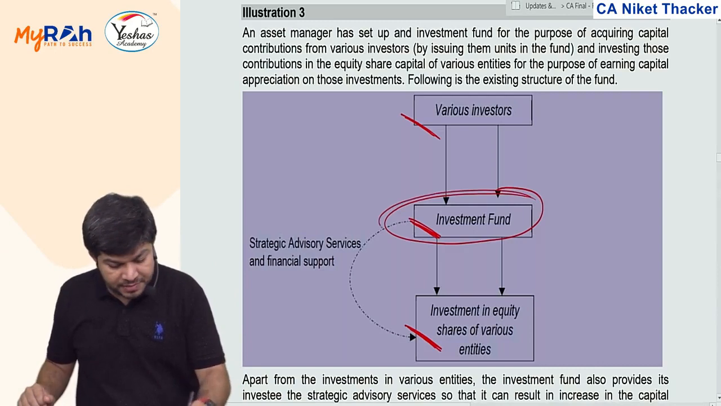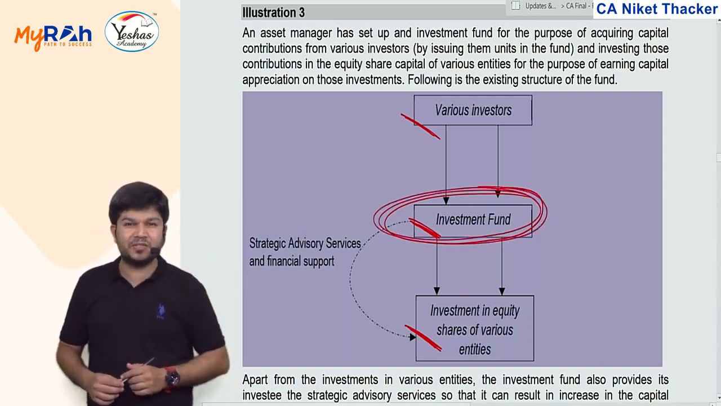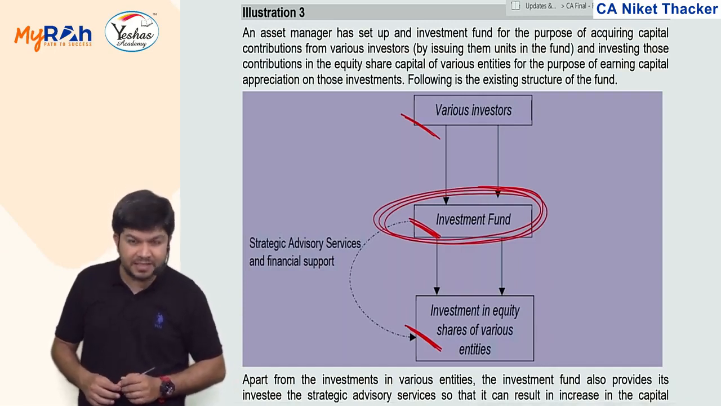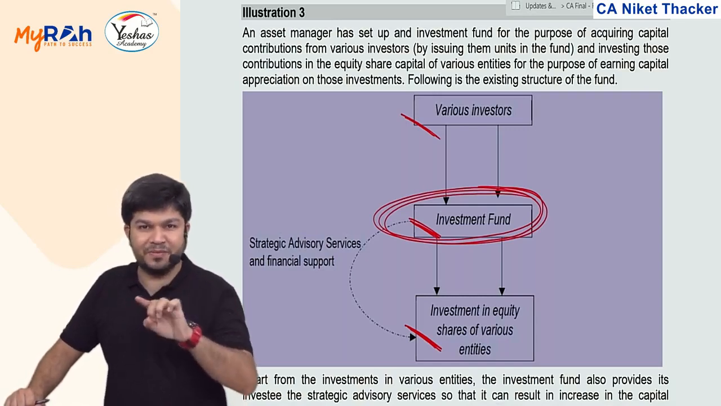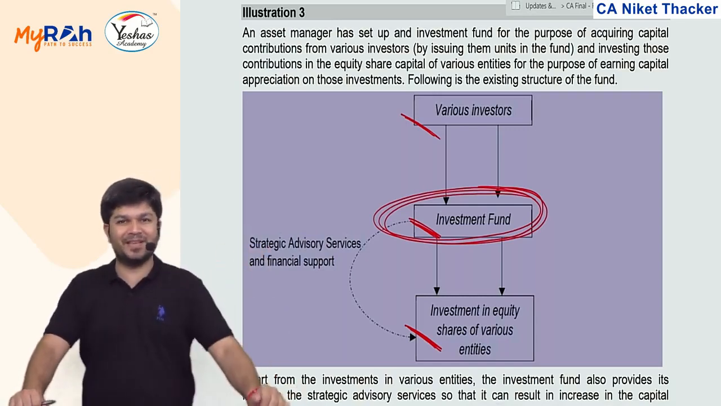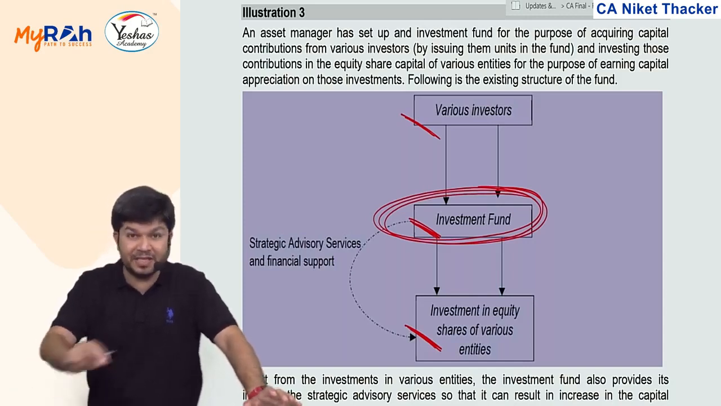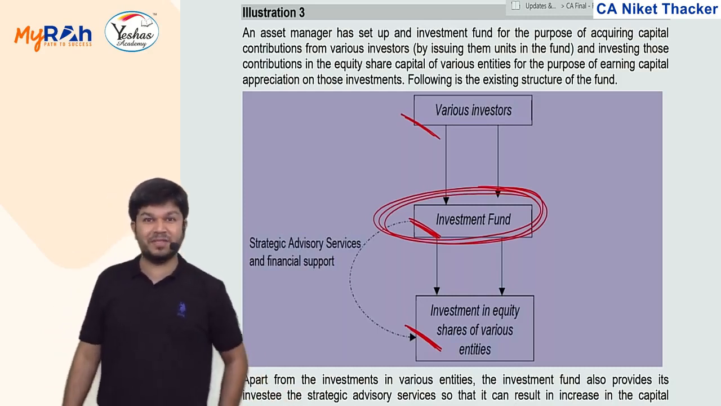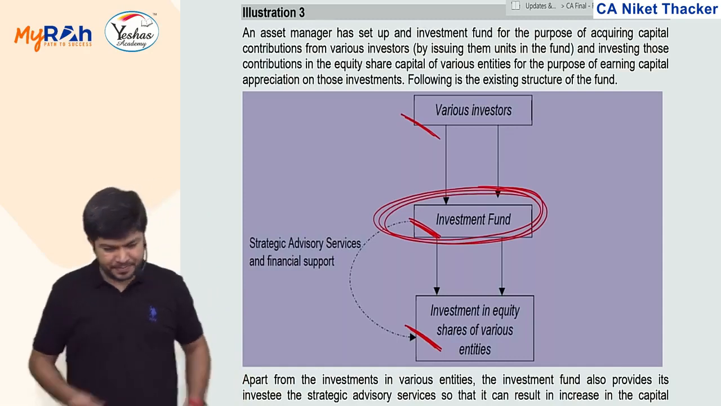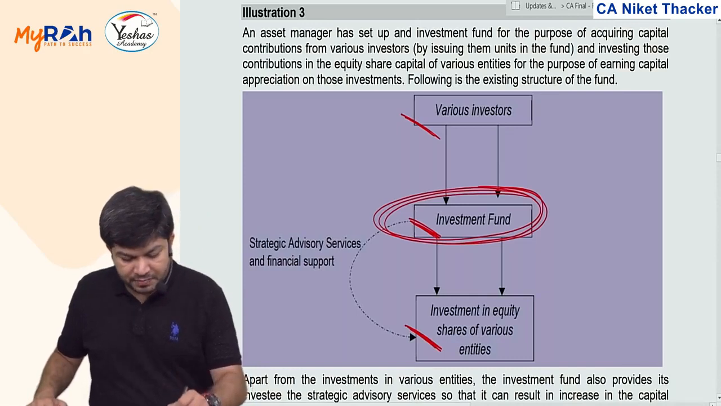So this investment fund as such looks like an investment entity. And an investment entity is exempted from preparing CFS, if they measure their investments at fair value through P&L. So they have to measure the subsidiaries at FVTPL. Now, the various investors invest the money in the investment fund, and the investment fund will then invest.